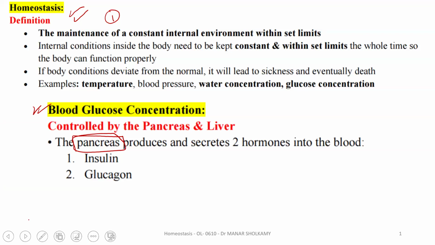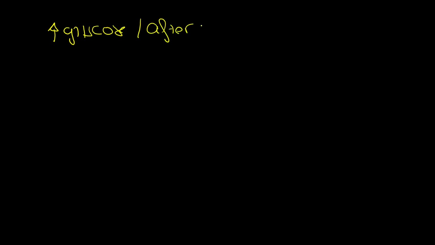When you are asked this question, please divide your answer nicely into these two sections: high glucose levels after a meal, and in between meals. And you can write sentence by sentence. After a meal, glucose is detected by the pancreas, which will release insulin. The insulin will do the following steps in order to lower the glucose levels.